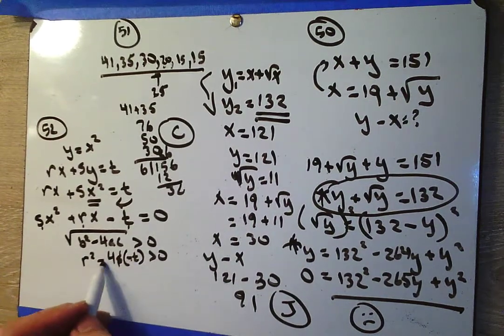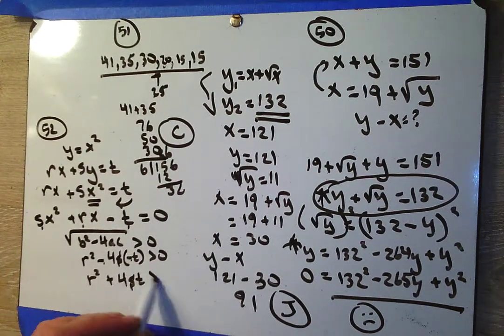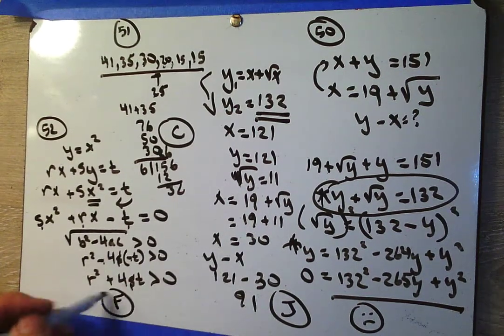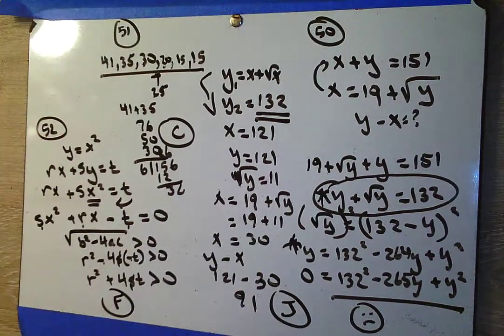And so negative times negative is positive. r squared plus 4st is greater than 0. So this corresponds to choice F. If I don't know the discriminant test, I'm probably walking away from this problem right away quick.